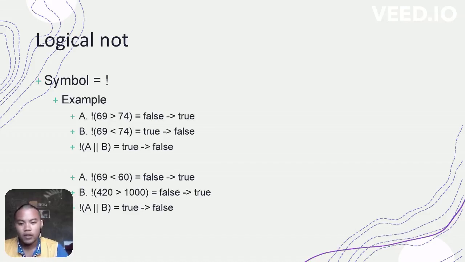And in the condition A logical OR B, which is supposed to be true, but with the logical NOT, it turns to false. And same as in the second example, A, which is false, turns into true, and B, which is also false, turns true. And the logical OR operation in A and B, as I said before, is supposed to be false since both A and B are false, so it's supposed to turn into true, but here it turns into false.